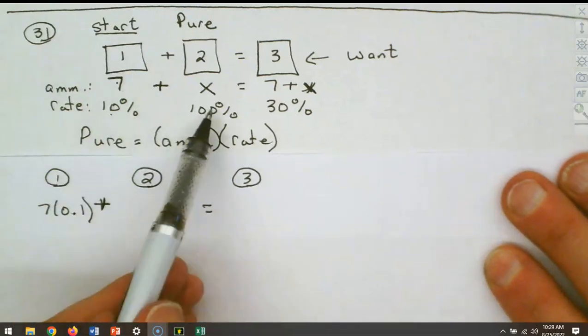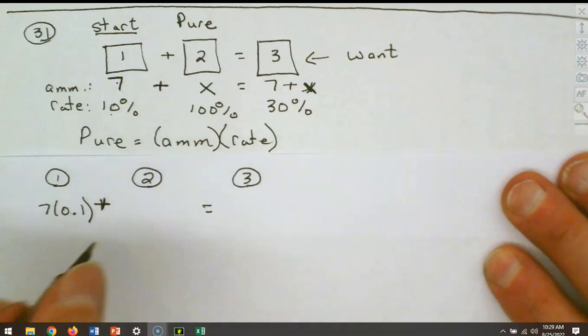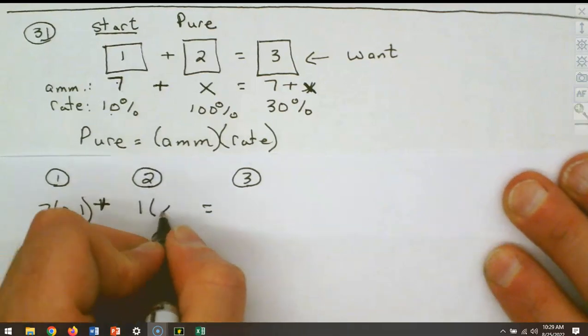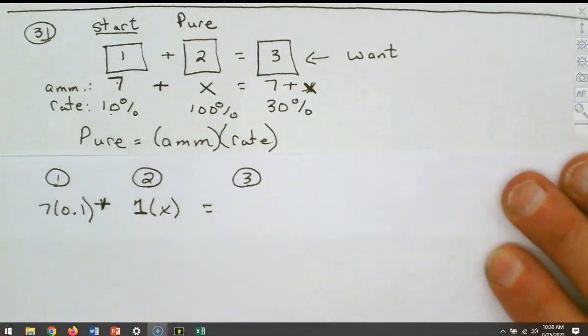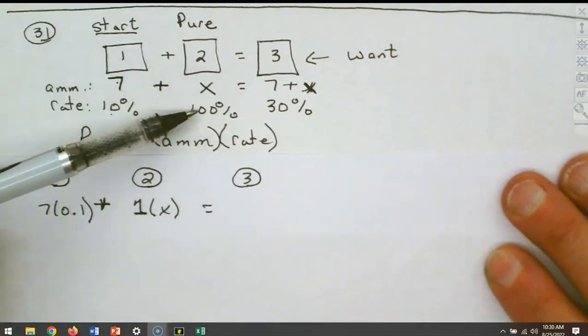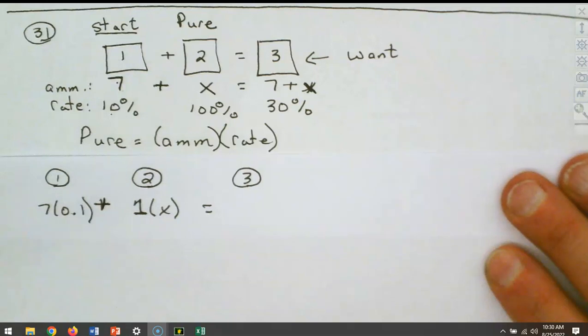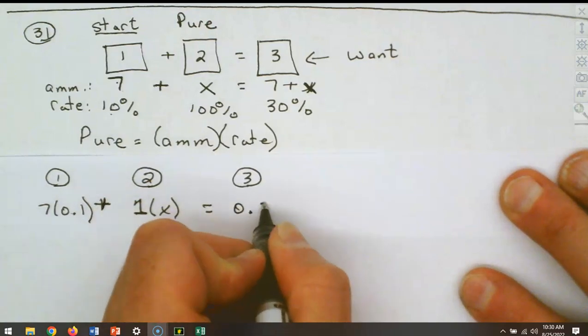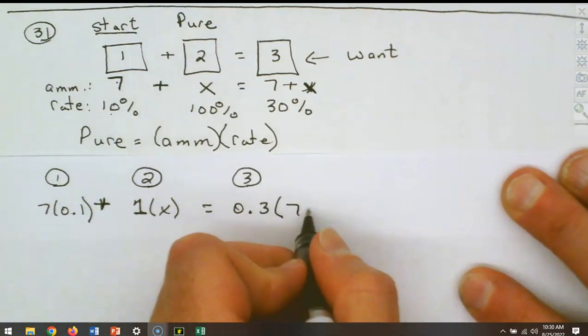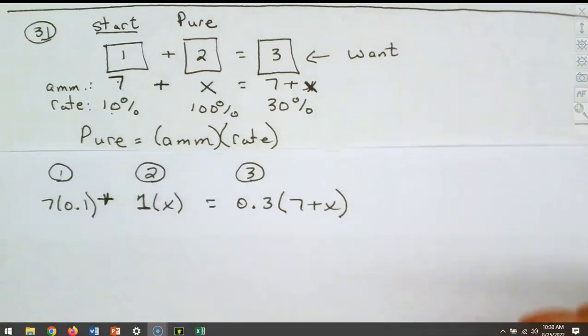Now what about the next one? 100%, that's 1, and the x there. The only reason I'm putting the 1 is so if you come back later, you're going to see that 100% is the 1 there. And what about on the other side? On part 3, percentage rate is 30%, so 0.3. How much is in there? 7 plus x or x plus 7, same thing.